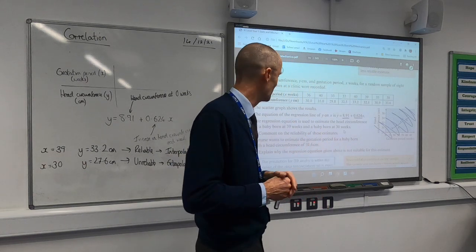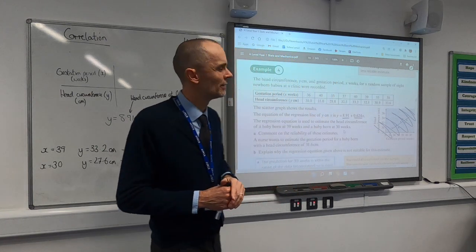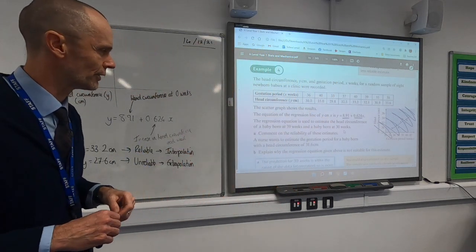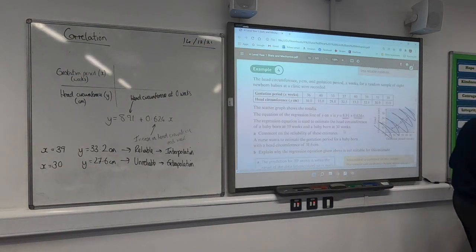What does the word regression mean? And secondly, it's called the y on x regression line. Why is it called the y on x regression line? Well, let's talk about regression firstly.